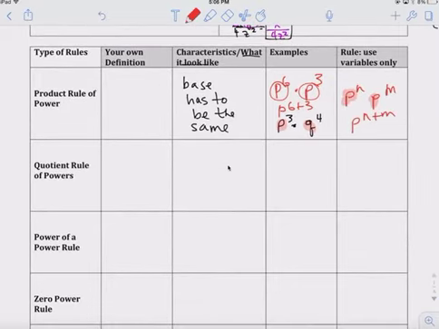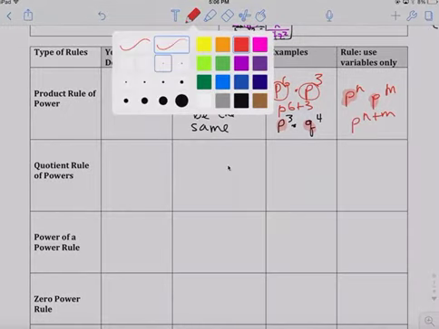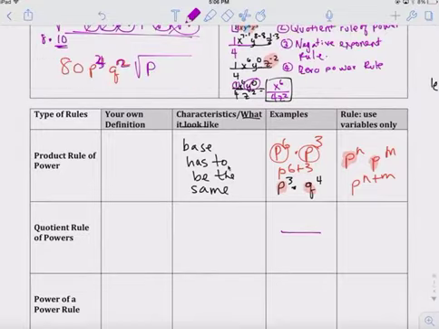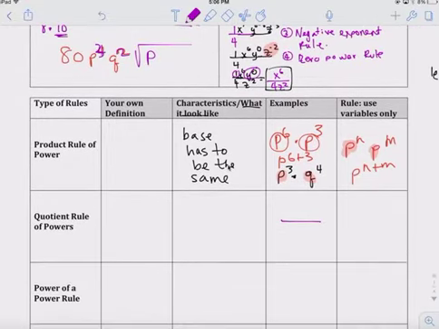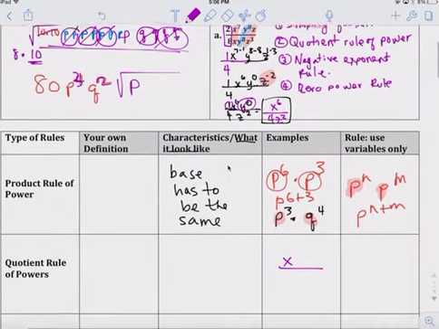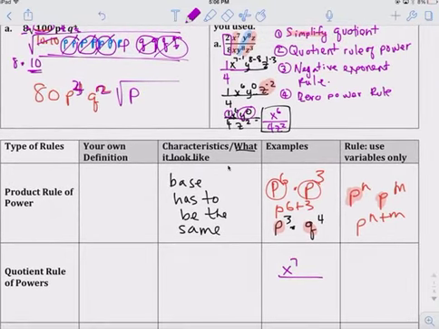Quotient rule, start with an example. You can give an example of a quotient rule, like x to the 7th over y to the 8th. So what is your quotient rule? You subtract exponents when it's a division.